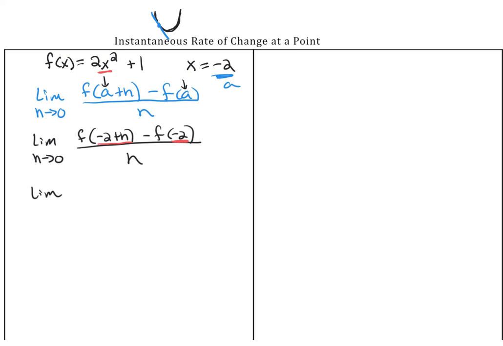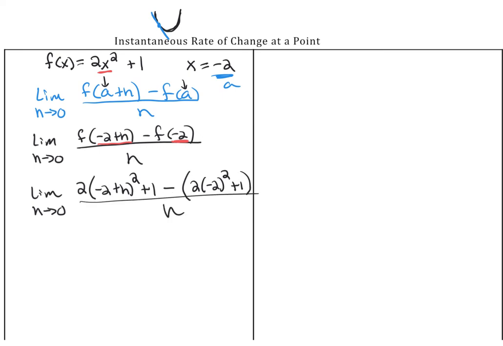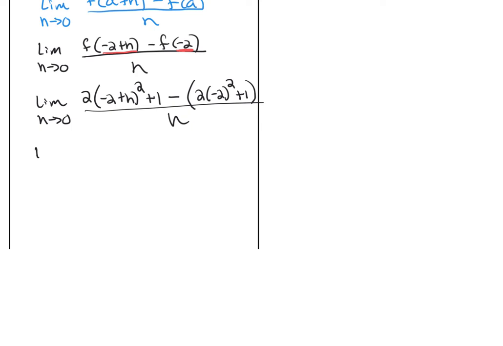So limit as h approaches 0, let's see, 2, and then I'm plugging in -2 plus h squared plus 1, and then minus f of -2, which is 2 times -2 squared plus 1, all over h. So let's simplify. Limit as h approaches 0. I am going to FOIL that. I'm going to kind of flip those around.